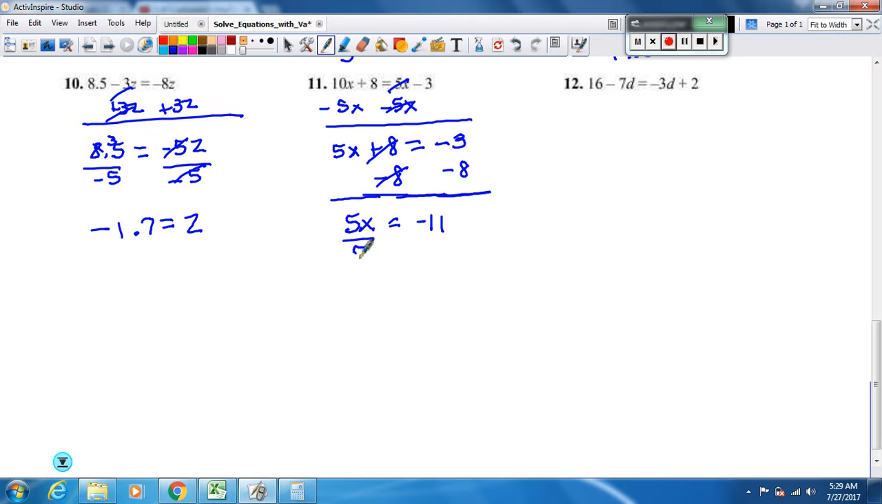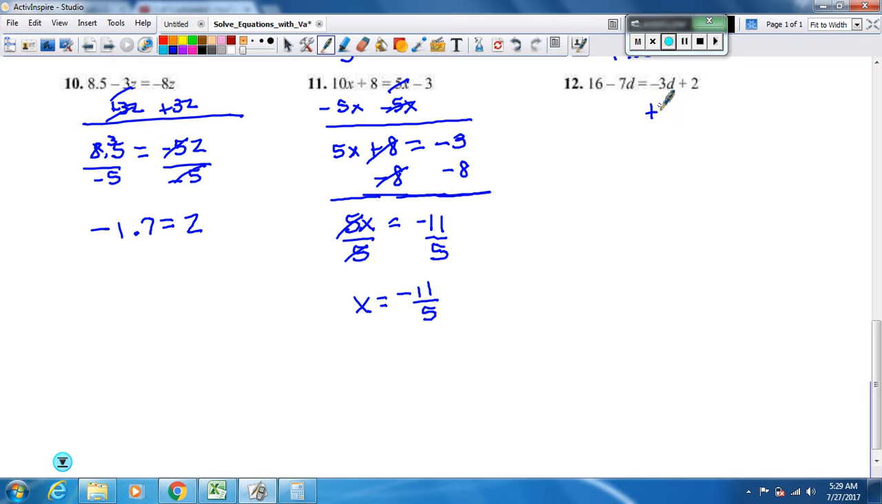This is 5 times x. The opposite of times is divide. Now I'm not going to change this to a decimal. I can just leave it as an improper fraction. You do need to make sure your fraction is simplified, which this one is. So I'm going to leave my answer as negative 11 over 5.